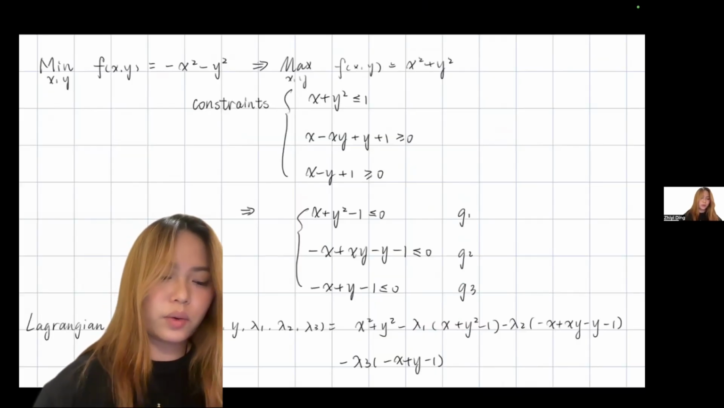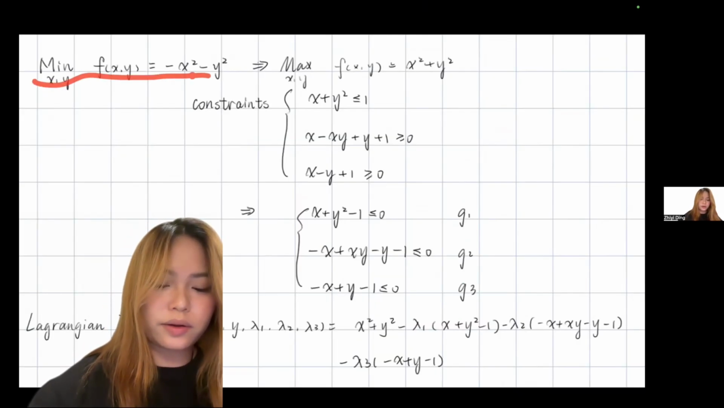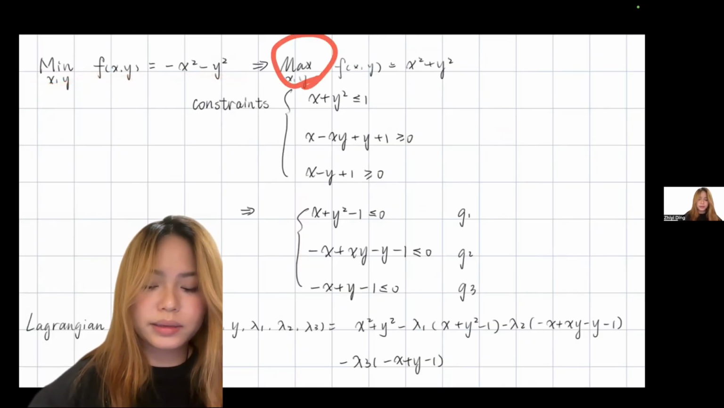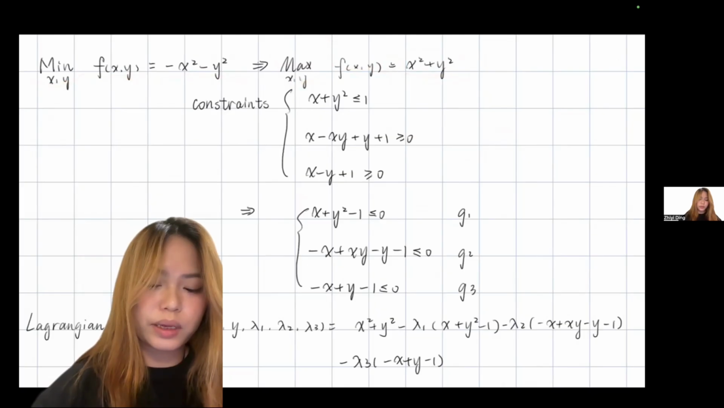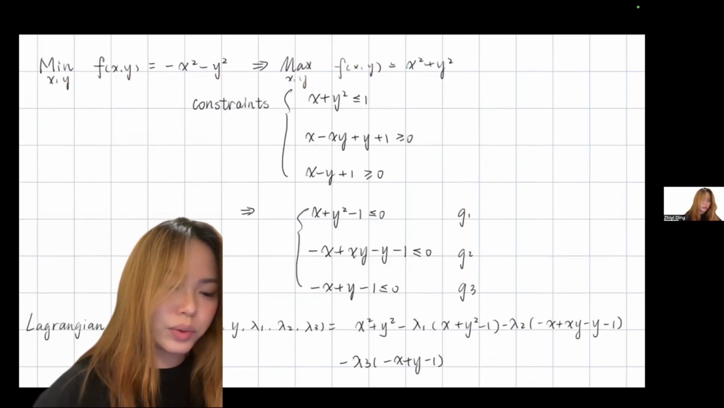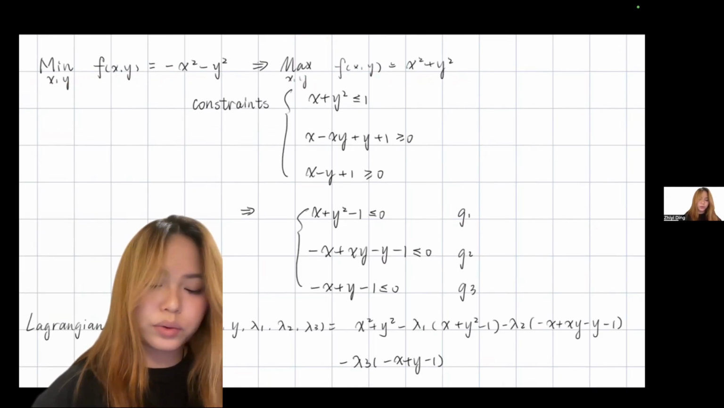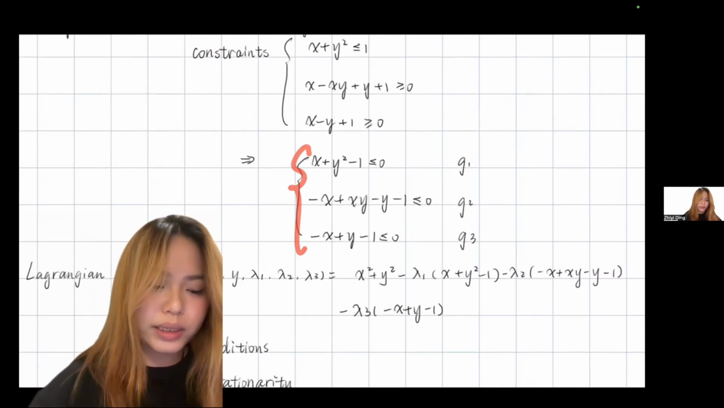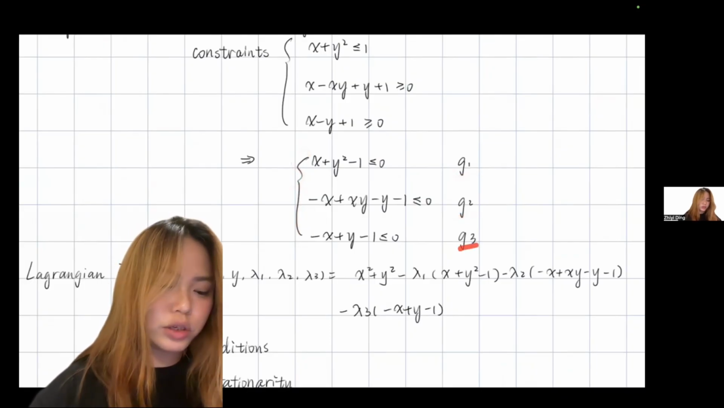Okay, so to make the question simpler, we can change the problem from minimizing f(x,y) to maximizing f(x,y) equal to x squared plus y squared. This will make the question easier. Then we rewrite all inequality constraints in the form of less than or equal to 0. Here are the rewritten constraints, and we call them g1, g2, and g3.